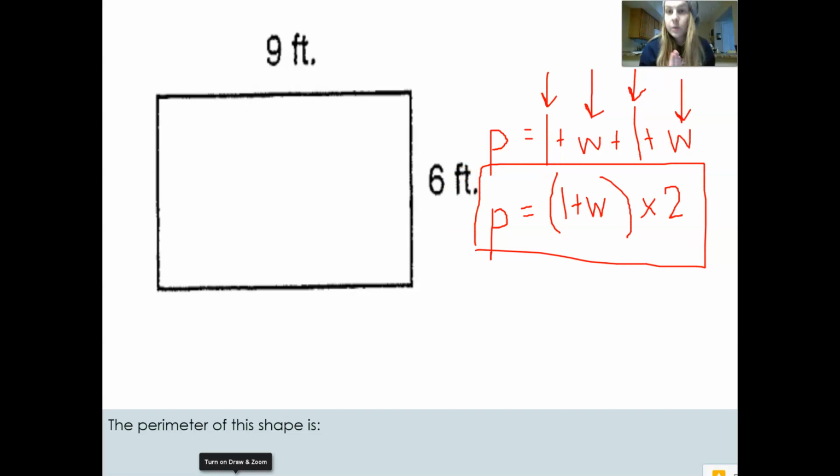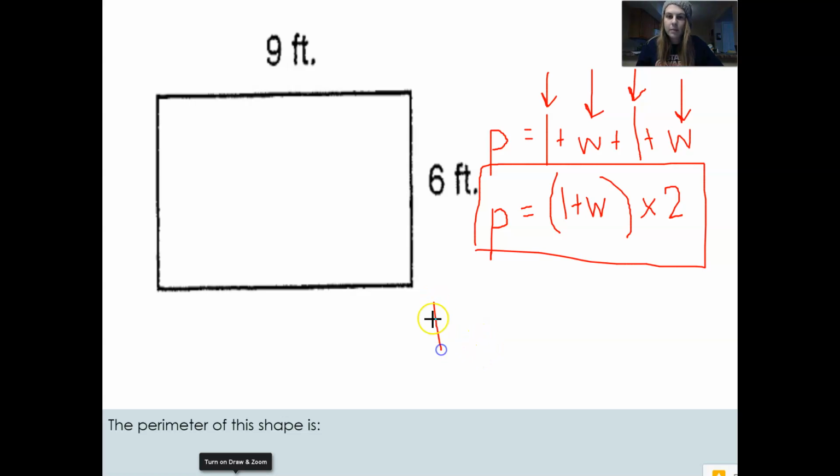So if you want to use this method, that's fantastic. What a great way to stretch your 4th grade brain. But your warning is that you can only use this perimeter method when you have squares and rectangles. Otherwise, it might not work out the same way. But for now, I have a rectangle, so this number sentence is going to work.